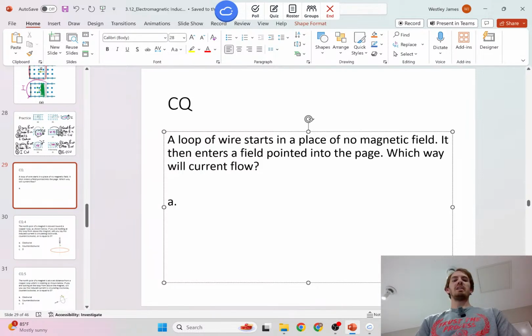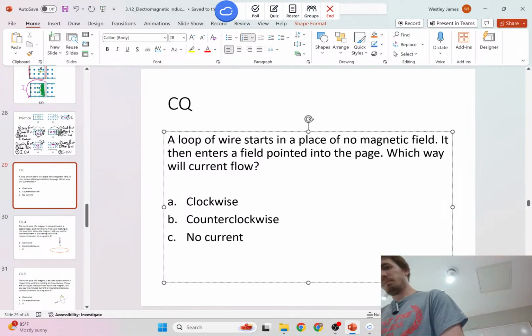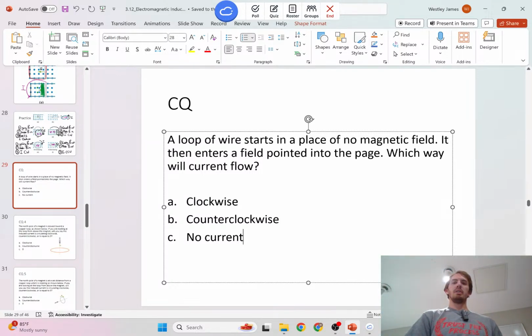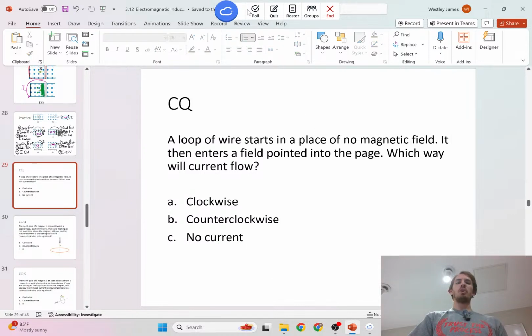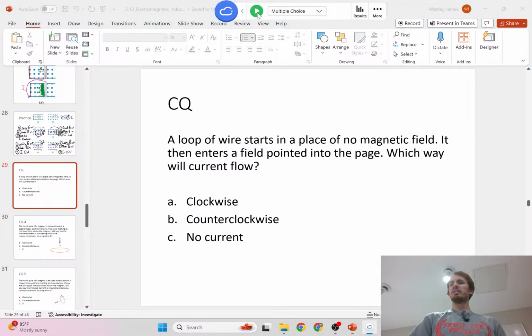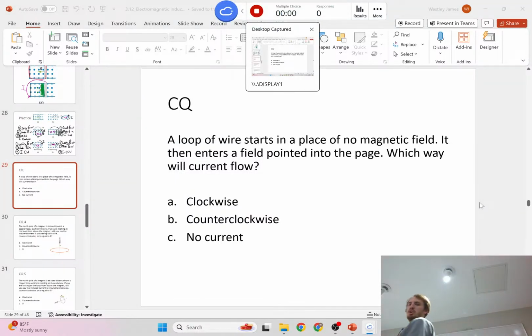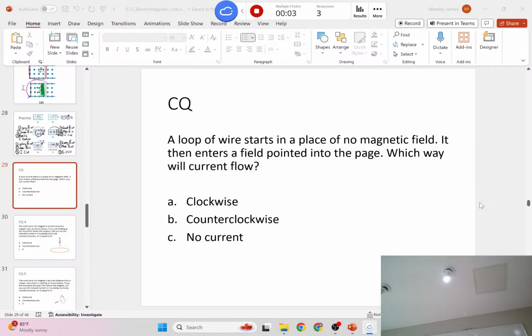Will it be clockwise, counterclockwise, or no current? This is one where you're going to draw a picture. I'll make you all draw the picture. I'll draw it halfway while this question's open, to give you all a checkpoint to work off of. So a loop of wire starts where there's no magnetic field, it then enters a field pointed into the page. Which way will current flow in that loop?